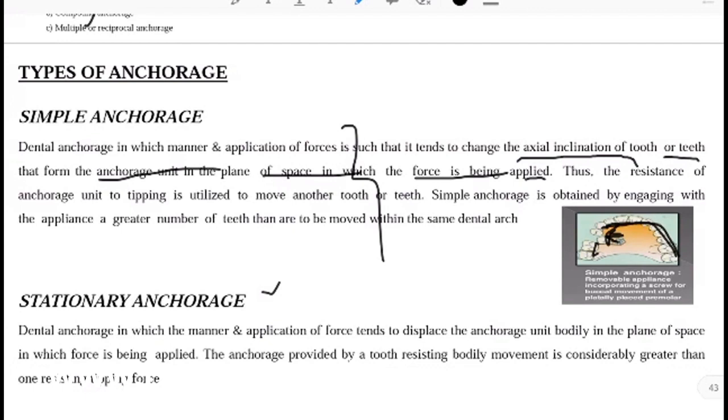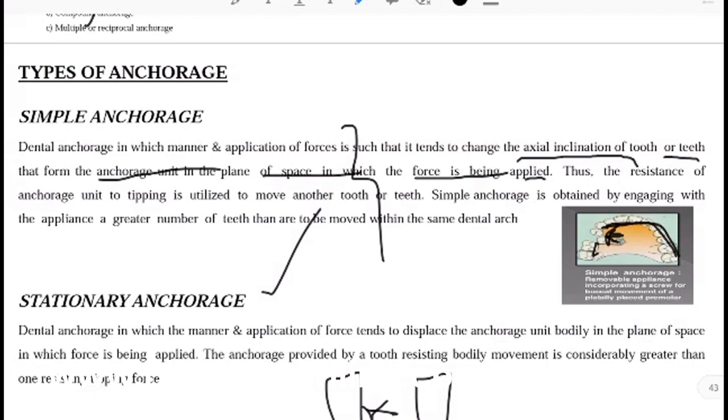What is stationary anchorage? It is like the bodily movement. This is what is happening in the stationary unit. Stationary anchorage, I'm sorry. You are going to move that particular tooth, whatever it is, the one that you have to move. You are going to give a force to displace that bodily in the plane of space. The complete thing is going to move to the desired position. That's a stationary anchorage.